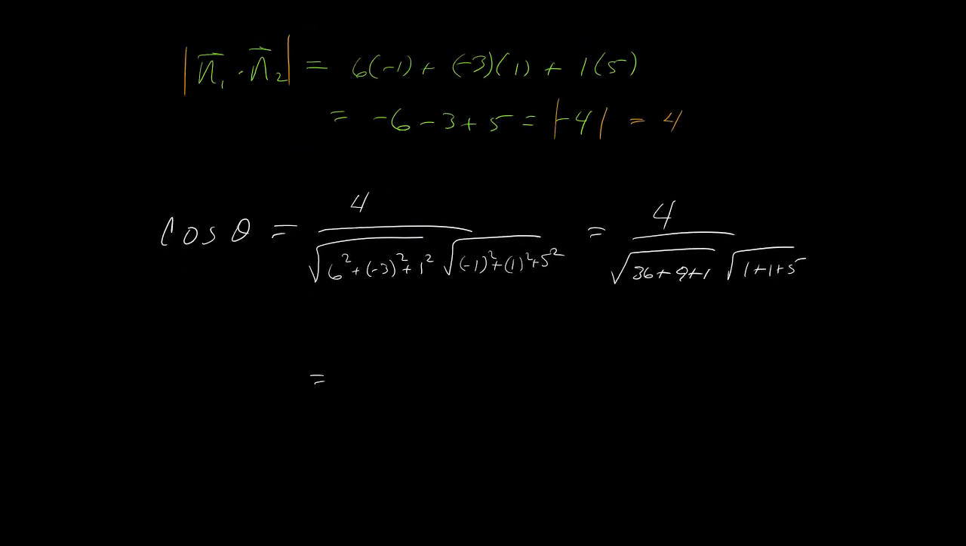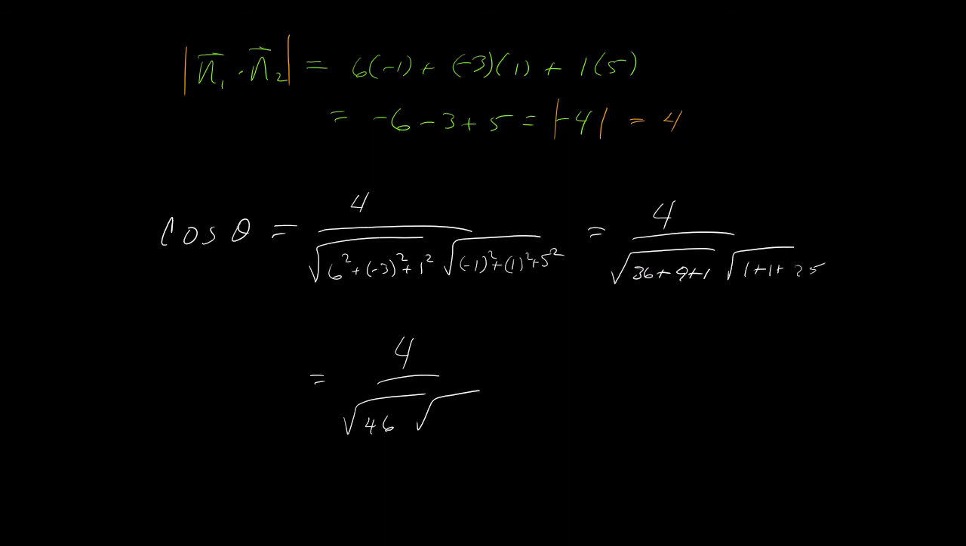Okay, so that is 4 over the square root of 46 times the square root of 5, 6, 7. No, did I miss something? I forgot to square the 5. Did you guys see that? Did you catch that mistake I made there? Got to square that 5, so it's 25.